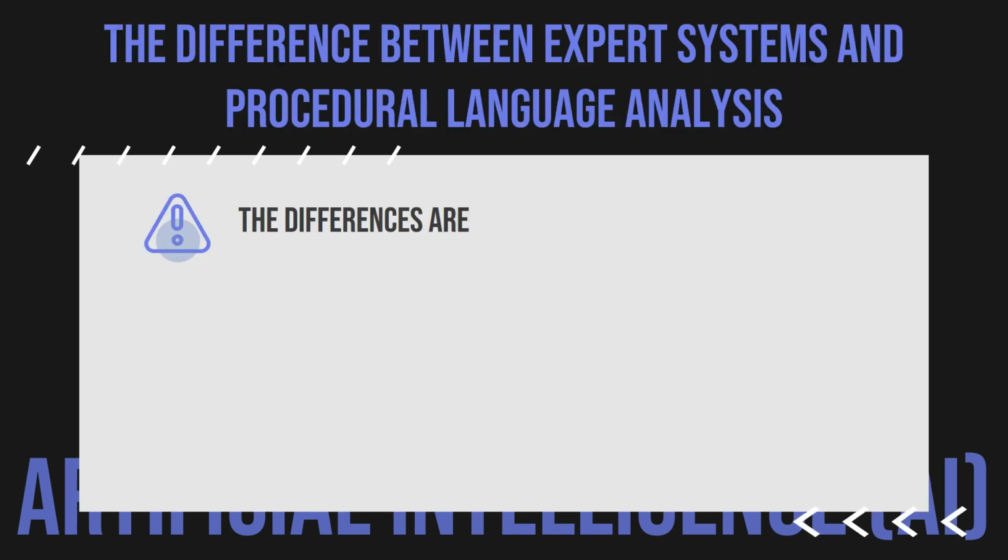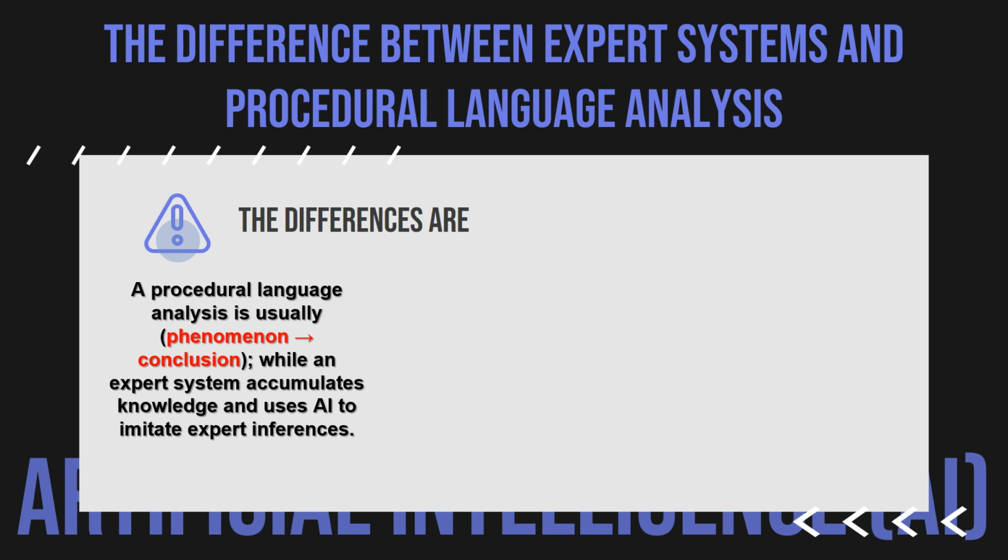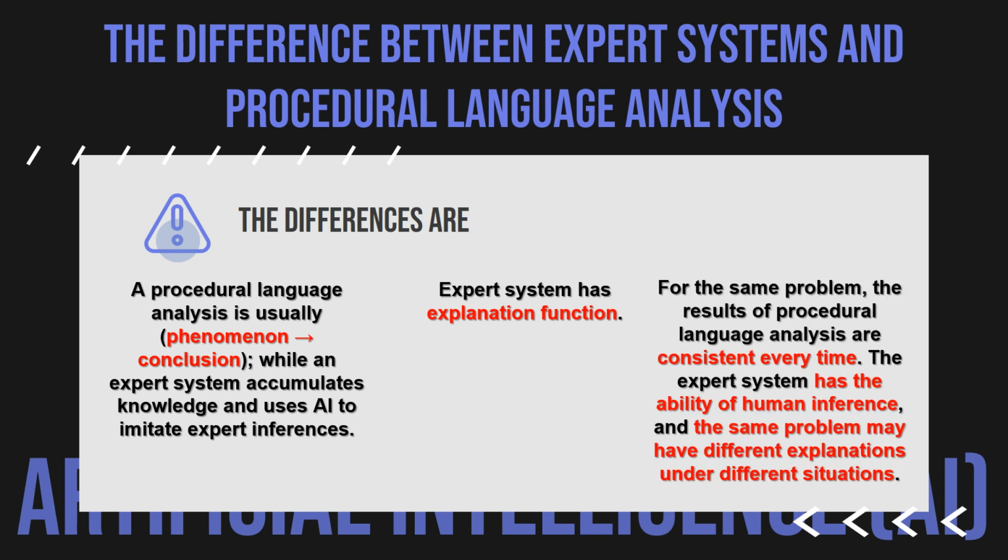Okay, the differences between the expert systems and the procedural language analysis. Remember, procedural language analysis usually goes from phenomena to the conclusion. Expert system accumulates knowledge and uses AI to imitate expert inferences. Expert system has an explanation function. For the same problem, the results of procedural language analysis are consistent every time. So the expert system has the ability of human inference, and the same problem may have different explanations under different situations.